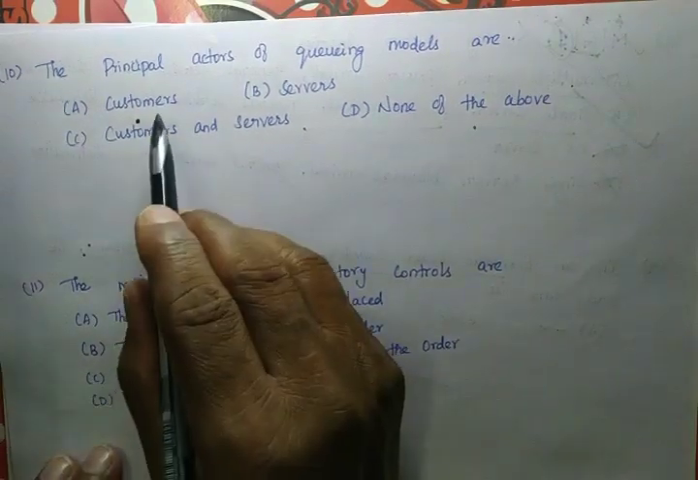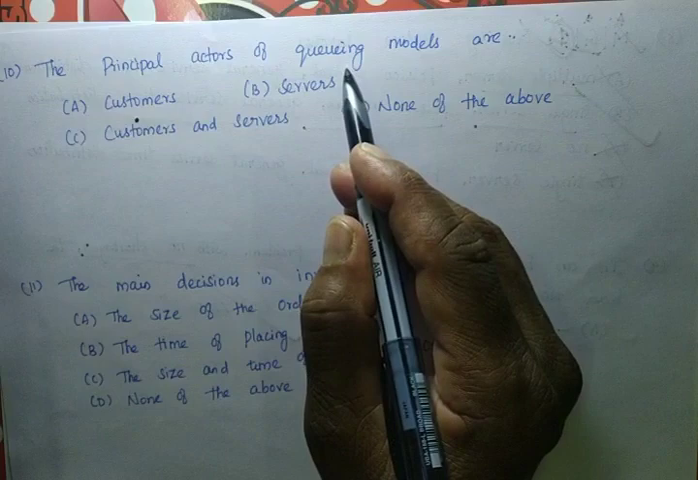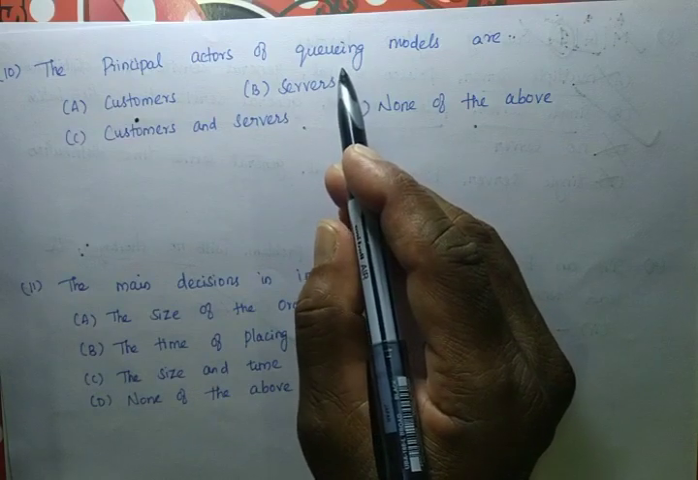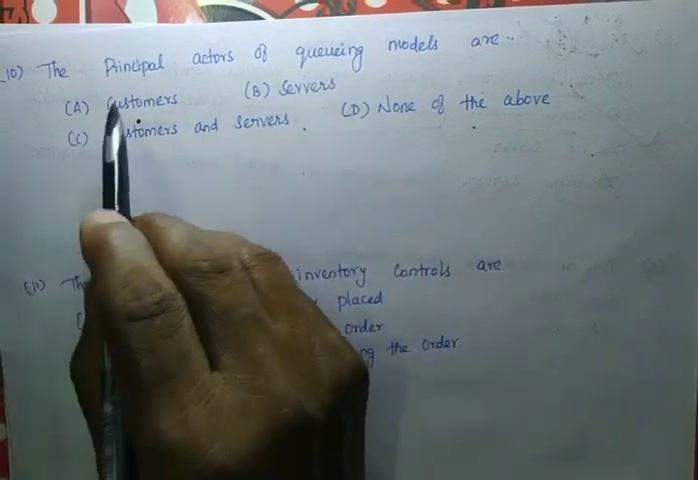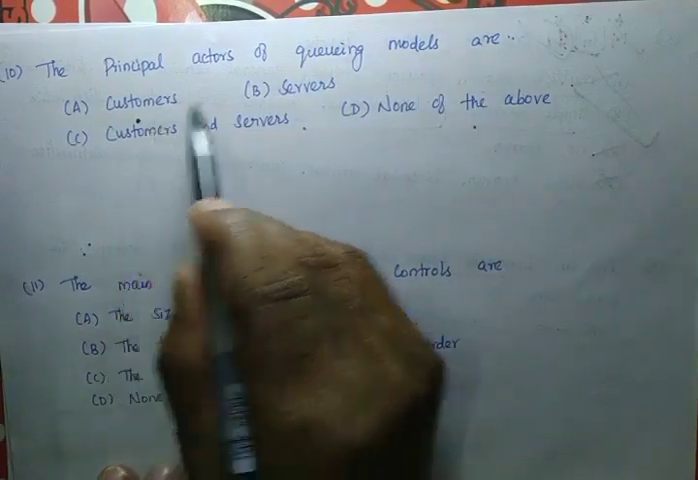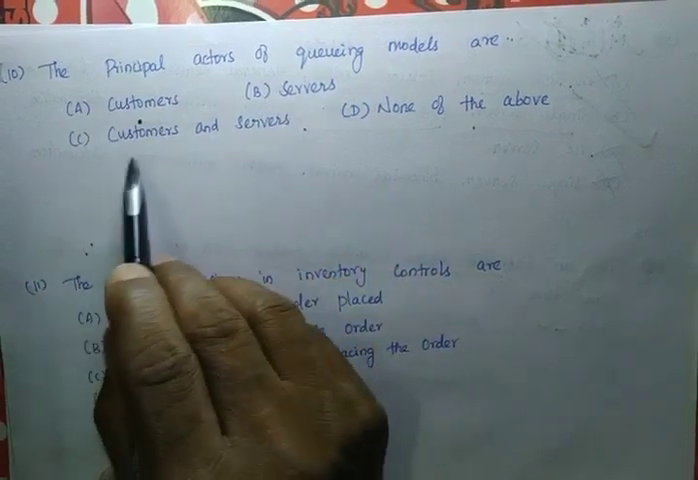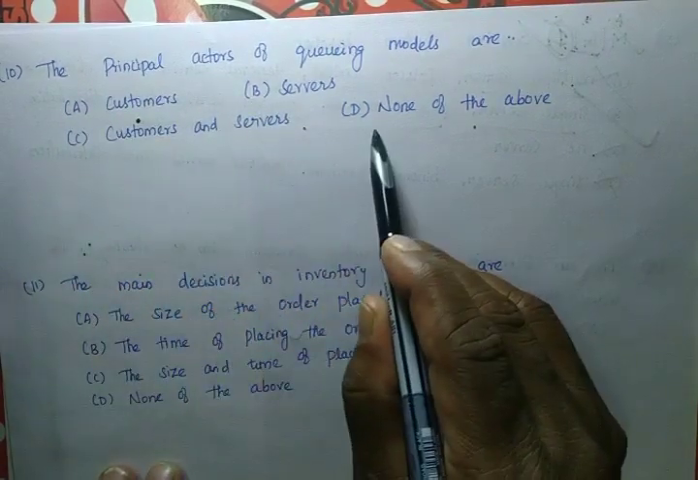The principal actors of queuing models. Queuing models always depend on two things: one is the customers and one is the servers only. Do remember that too. Here the question is, the principal actors of queuing models are... Option A is the customers, option B is the servers, option C is the customers and the servers, and option D, none of these.